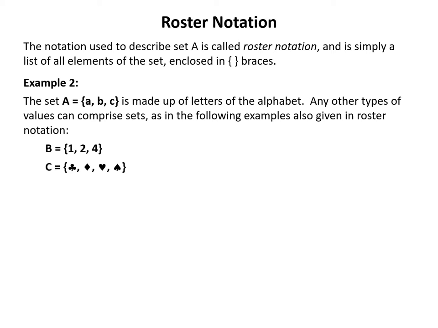In example two, we look at the set A as defined before as including the letters a, b, and c, and note that they are made up of letters of the alphabet. Now, any other types of values can comprise sets, as in the following further examples that are also given in roster notation. On the slide, set B is defined as the numbers 1, 2, and 4. And set C is the set of, and if you have experience with a standard deck of playing cards, you will recognize these as the suits in a standard deck, which are clubs, diamonds, hearts, and spades.